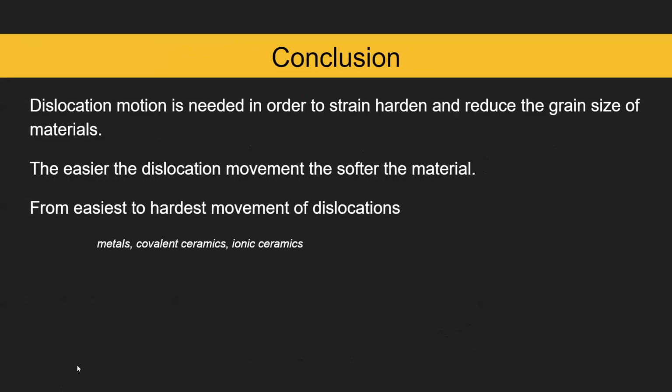So in conclusion, dislocation motion is needed in order to strain harden and reduce the grain size of materials. And we also learned that the easier the dislocation movement, the softer the material. And so from easiest to hardest would be metals, covalent ceramics, and ionic ceramics.